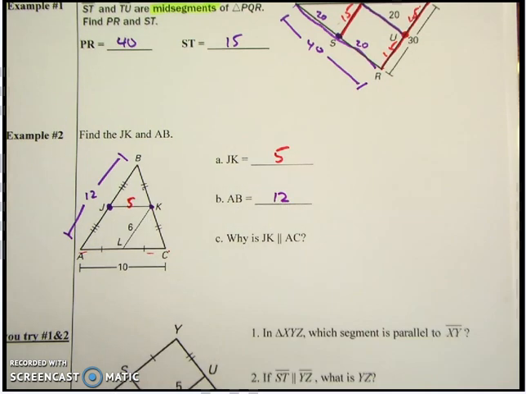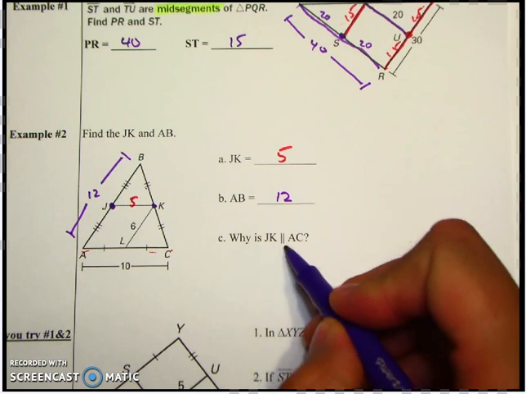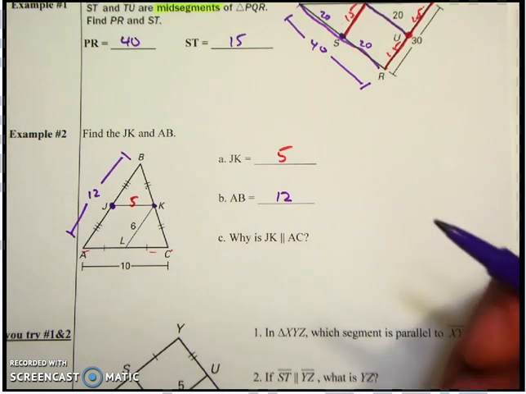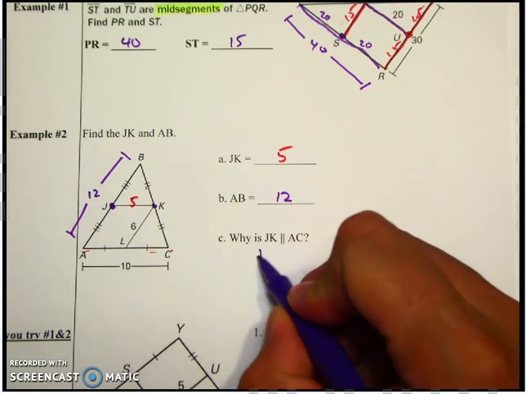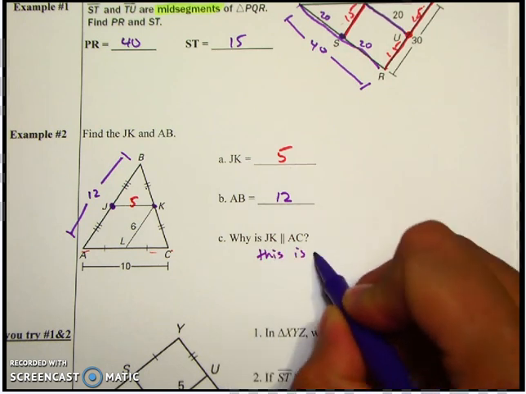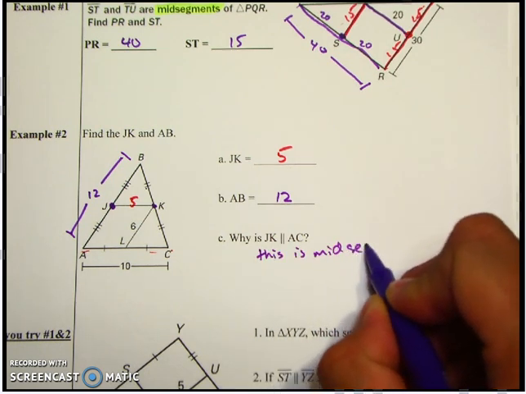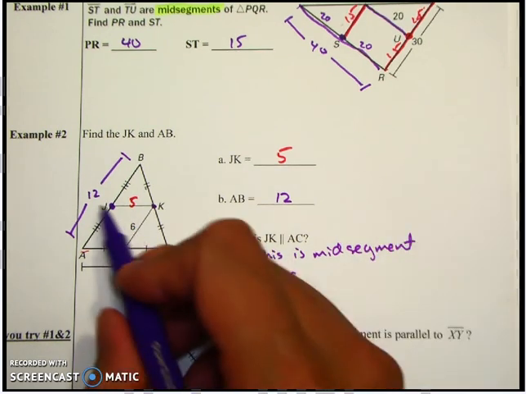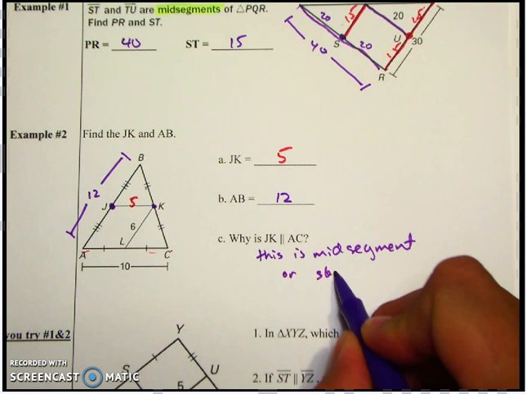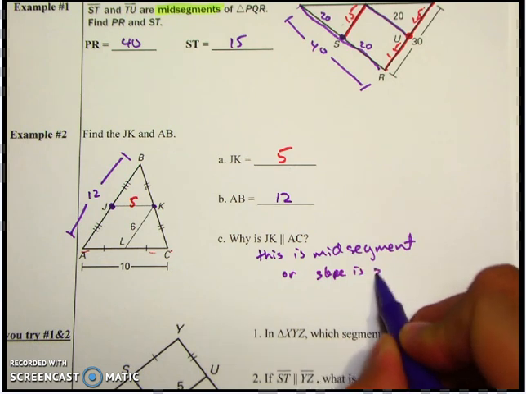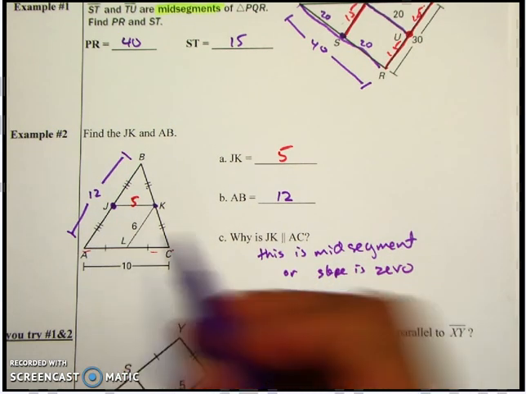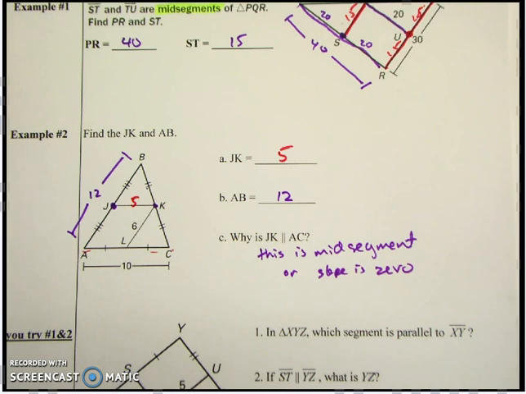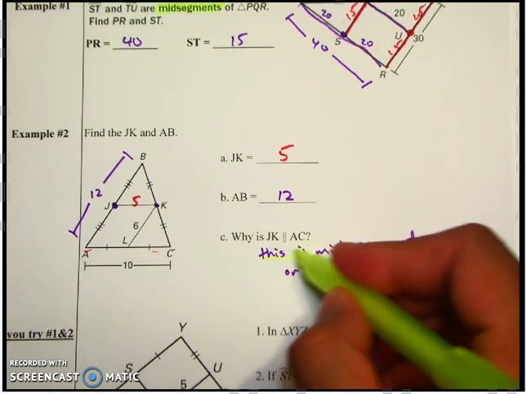Well, that's pretty simple. And the question asks you, why is JK parallel to AC? Really simple, you can see that this is the mid-segment. Okay? Or you can just say that the slope is 0 for this right here. But I prefer that you say this is the mid-segment of the triangle.